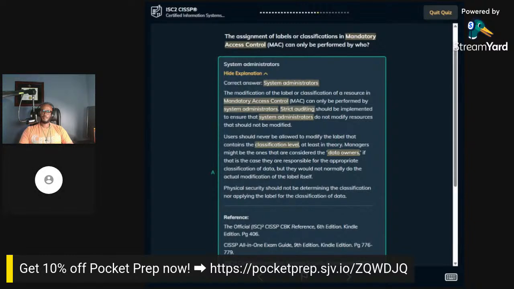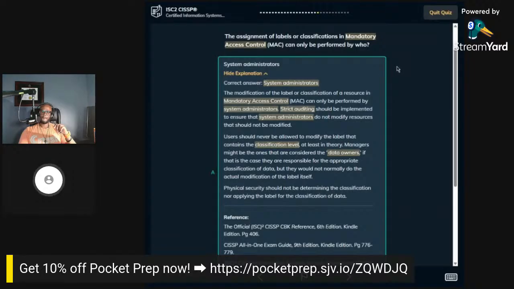So the modification of the label or classification of a resource in MAC can only be performed by system admins. Users should never be allowed to modify. Managers might be the ones that are considered the data owners. If that's the case, they're responsible for the appropriate classification of data, but they would not normally do the actual modification of the label itself. What does this say? The assignment of labels or classification can only be performed. So okay, I get it now.